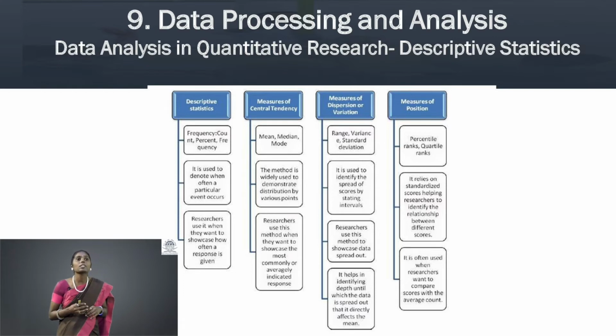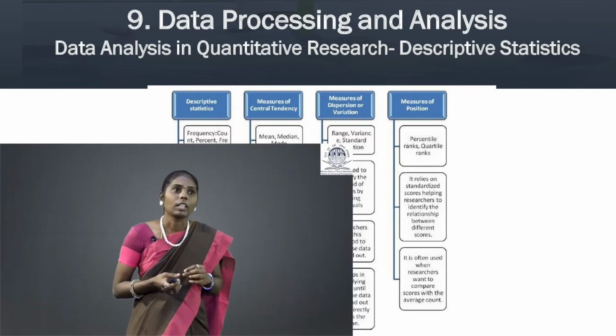Another one is the measures of position. It is analyzed using percentile ranks and quartile ranks. It relies on standardized scores, helping researchers identify the relationship between scores. It is often used when researchers want to compare scores with the average count. So we have seen descriptive statistics.